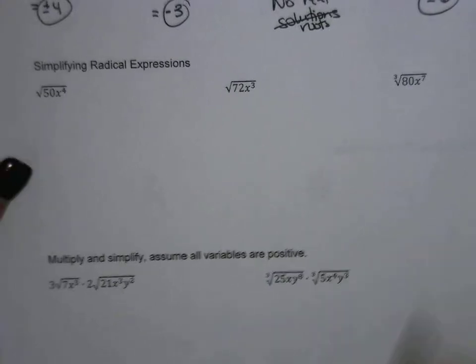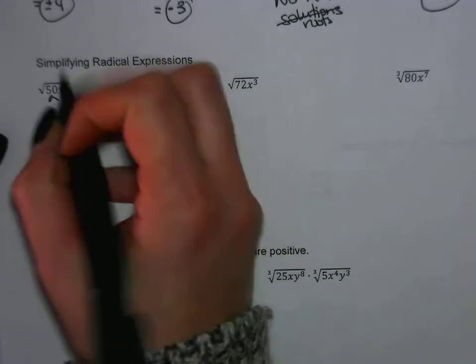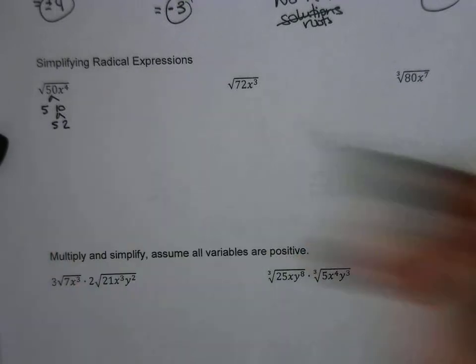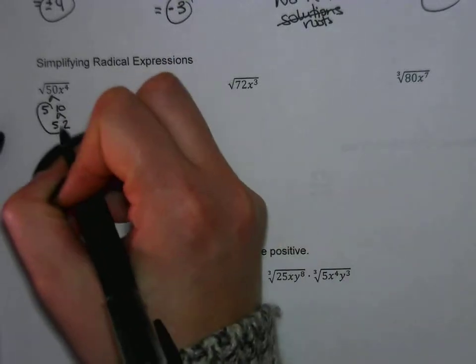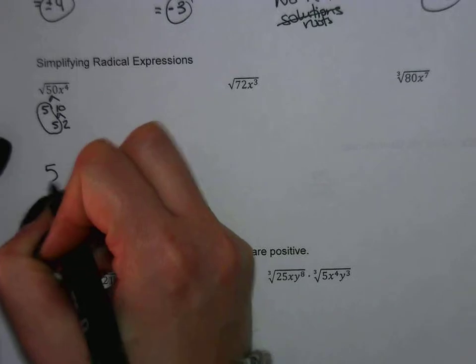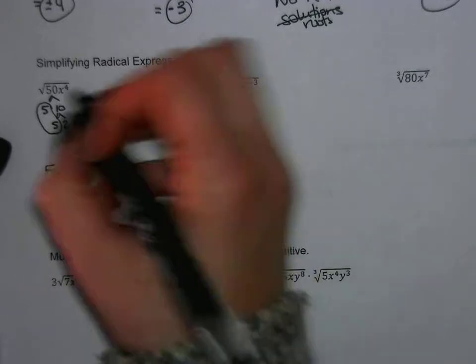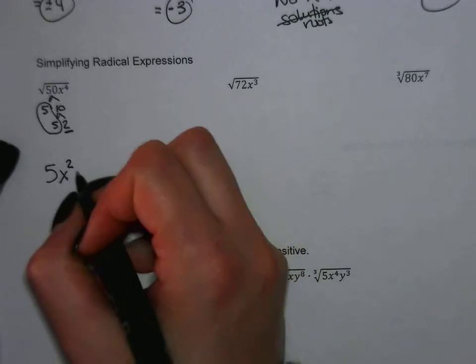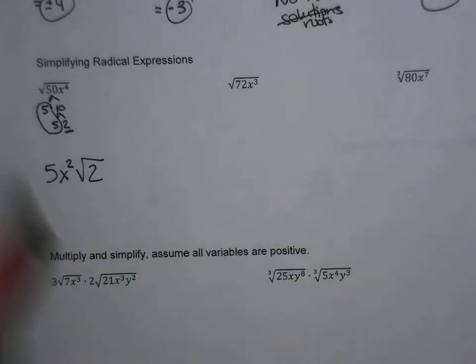So let's look again at how we simplify radical expressions. So first I'm going to look at factoring my 50. So 5 times 10, 5 times 2. So I know I have one group of 5s, I have a 2 left over, and I know I can take out 2 groups of x's, but I'm left over with square root of 2.